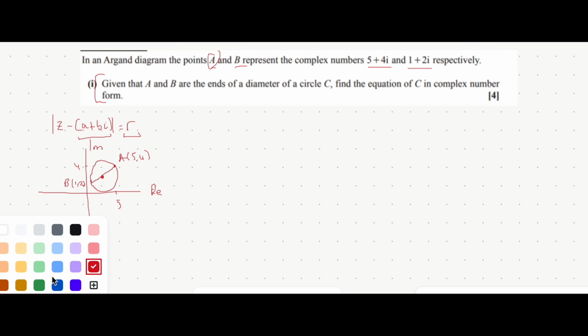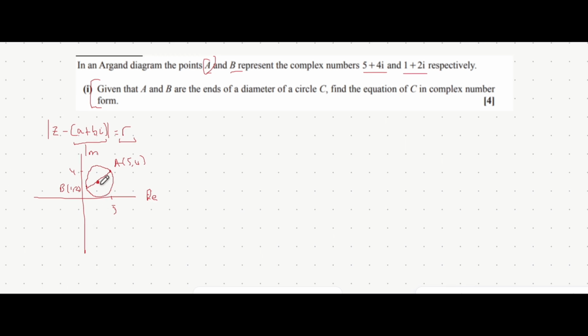I'm going to increase the thickness of the pen, and like I mentioned, the center is the midpoint of AB, because the midpoint of a diameter gives you the center. So looking at the x-coordinates 1 and 5, the x-coordinate in between both of them is 3, and looking at the y-coordinates 2 and 4, the y-coordinate between both of them is 3 as well, because 2 and 4 have a difference of 2, divided by 2 is 1, and we add 1 to the lower one, so that gives you 3. Now putting that in the format of a circle, we have the modulus of z minus (3 plus 3i) is equal to the radius.